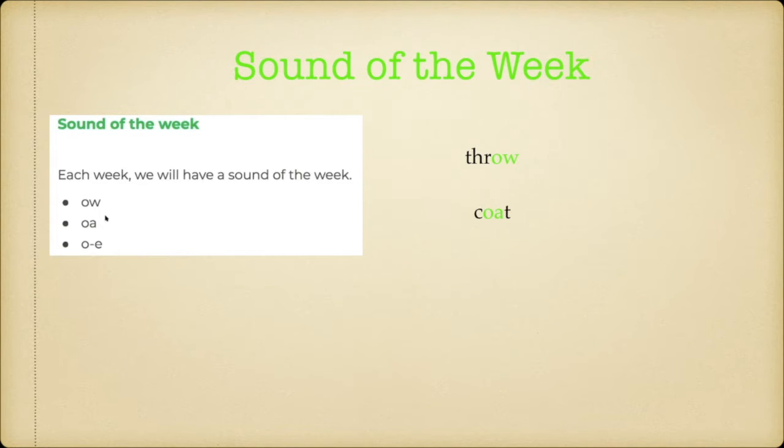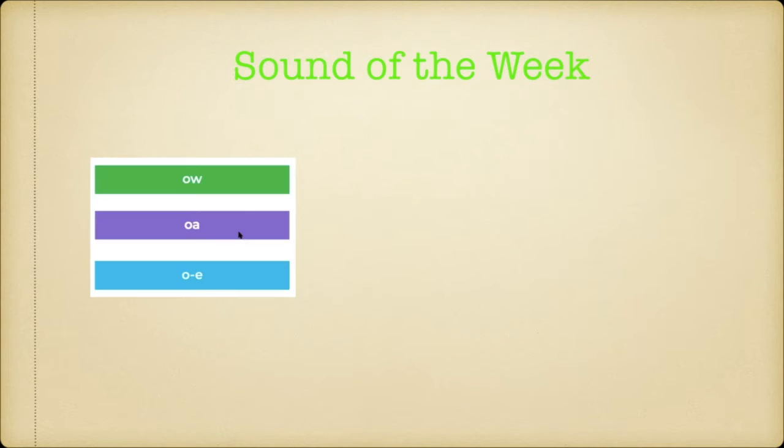And finally, we've got our split digraph, and that will be close. Close. So there you can see CL at the beginning and a letter S between the O and the E. So let's practice those three words. Throw, coat, close. So let's practice these on the next page.